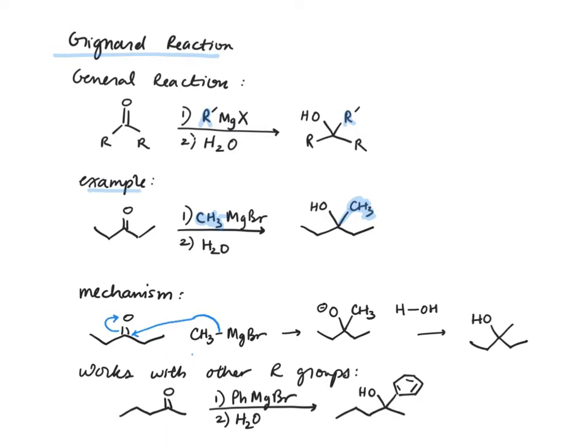Then we have to break that carbonyl bond to give oxygen a lone pair. This makes an alkoxide. In step 2, the alkoxide is protonated by water, giving us the formation of the alcohol plus hydroxide. This reaction works with other R groups as well. For example, we can have phenyl magnesium bromide, and then we're adding a phenyl group to the carbonyl carbon.